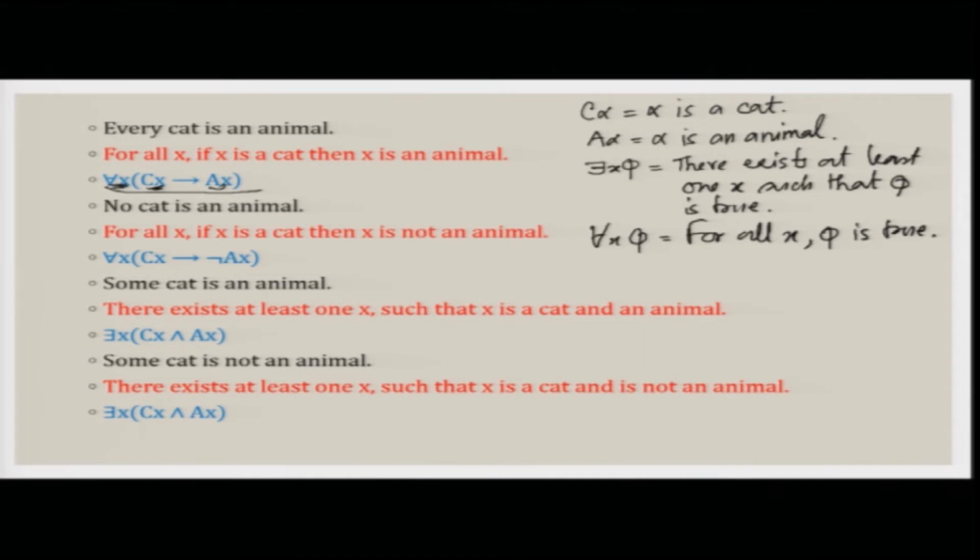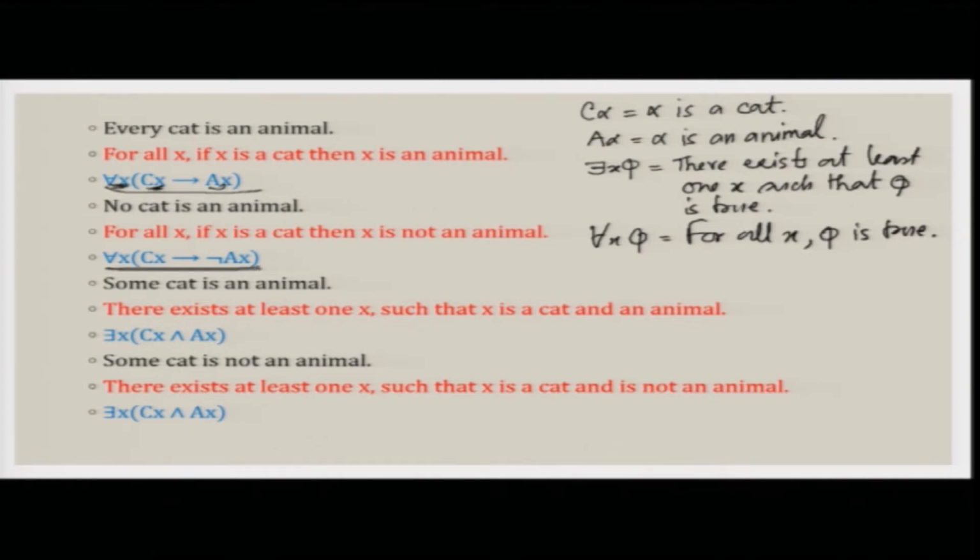And then we shall consider the second sentence, which is no cat is an animal. Here I am saying that I consider every x, I consider every individual, and I find that it is such that if it is a cat, if it is a man, it is not my concern, but I check each individual. If it is a cat, then it is not an animal. If it is a cat, then it is a non-animal. This is what is said in the second sentence.